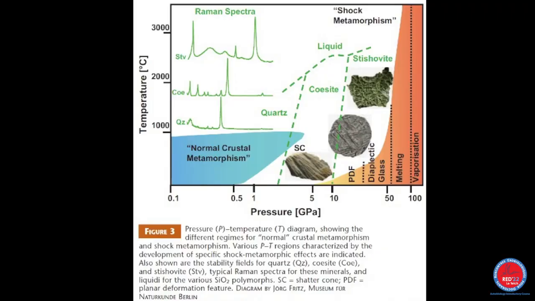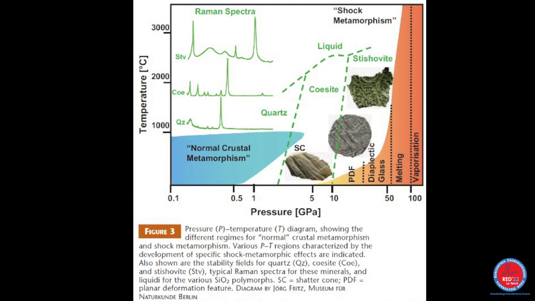So for example, here you have shatter cones that are presented here. Those are quite low pressure features. You can see that they are those strange looking conical features. It's very hard to describe, but it's easy to recognize once you have seen many of them. This one is from a quite small impact crater in Germany called Steinheim, and they are formed, as I said, about 5 GPa.